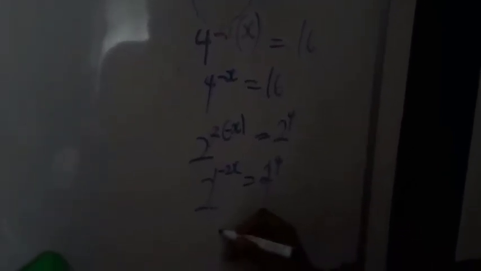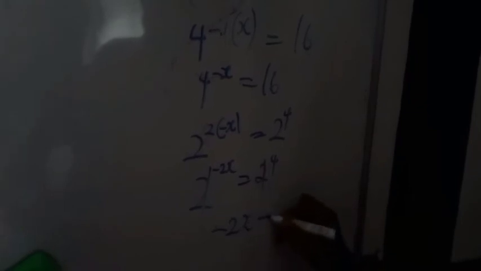2 times 2 is 4, 4 times 2 is 8, 8 times 2 is 16. So 2 raised to the power 4 gives me 16. Which means 2 times minus x is minus 2x, equals 4. What next? Drop the base, and all we have next is minus 2x equals 4. What happens next? Divide both sides by minus 2.